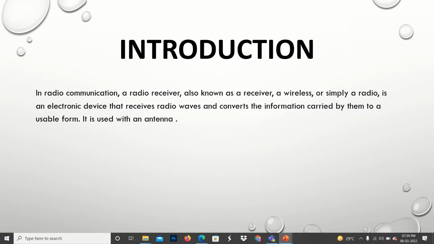Introduction. In radio communication, a radio receiver, also known as a receiver, a wireless, or simply a radio, is an electronic device that receives radio waves and converts the information carried by them into a usable form. It is used with an antenna.